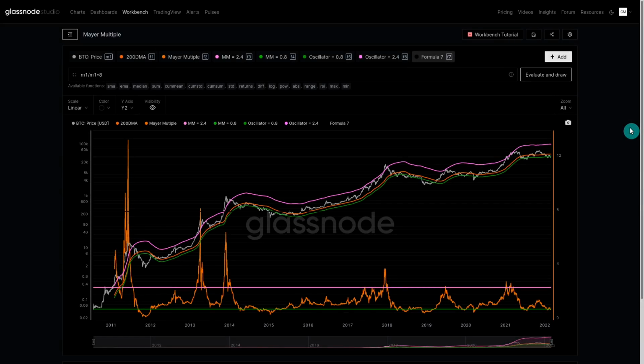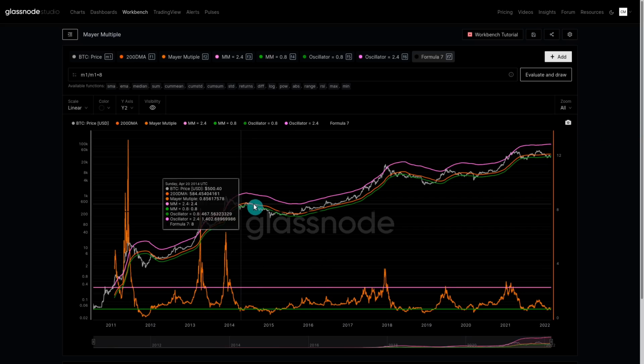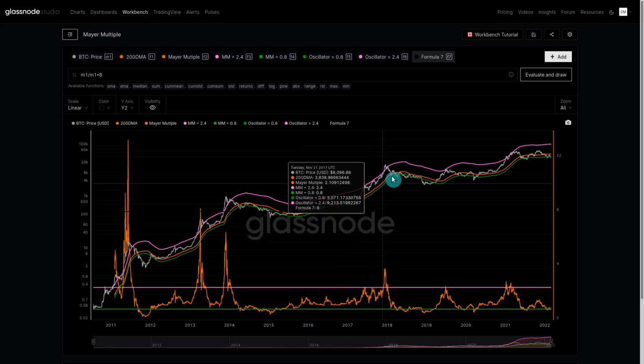Okay, so to start off this session, we're going to look at one of the most simple models that exists, and that is the Mayer multiple. Now, this is not an on-chain metric. This is basically looking at the 200-day moving average, which you can see here in the orange alongside the price. And the reason that we use the 200-day moving average in particular is because it's one of the most observed technical indicators in anything.